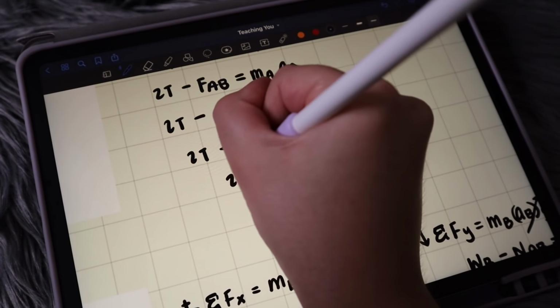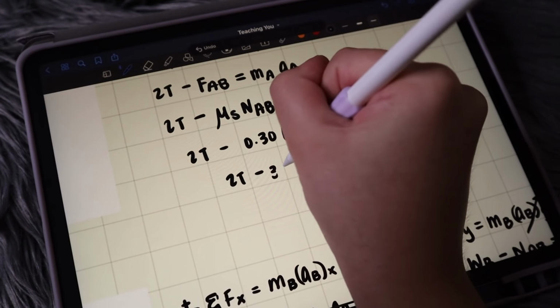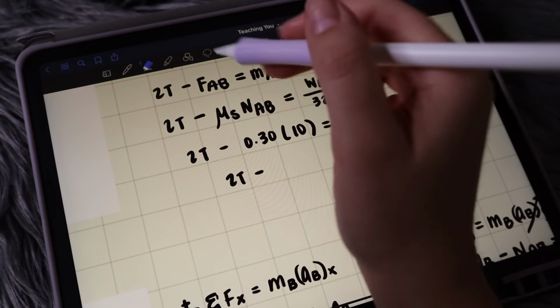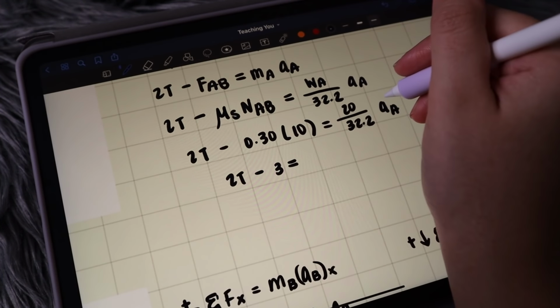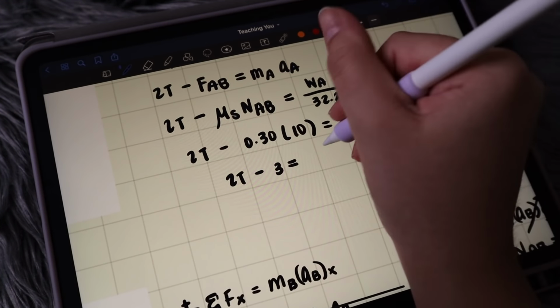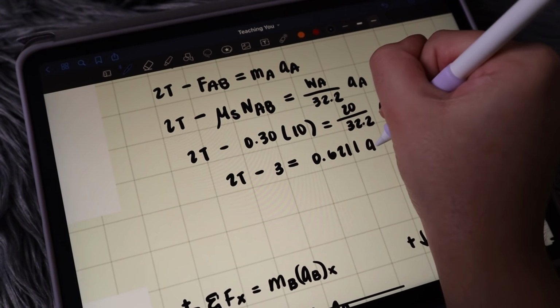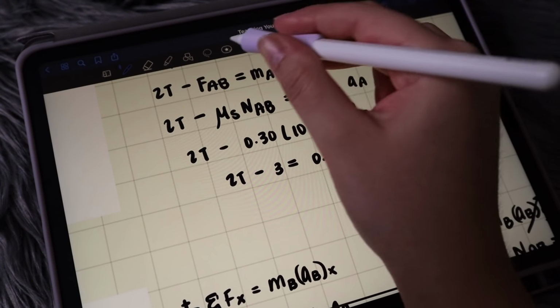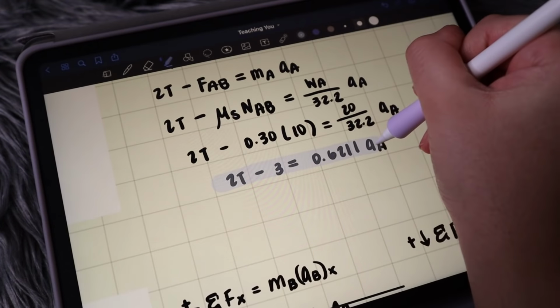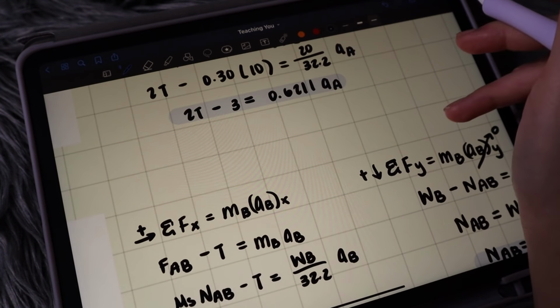So we can just keep simplifying if you want. This is going to be 3. I hate when it does that. And then 20 divided by 32.2 should be 0.6211 times A. Okay, so we're going to go ahead and highlight this. This is pretty much the farthest we can take that equation.